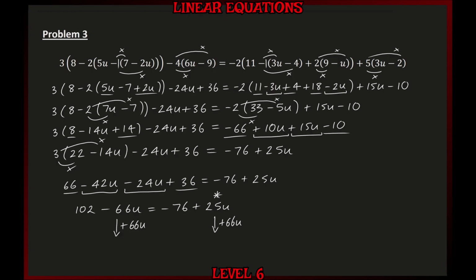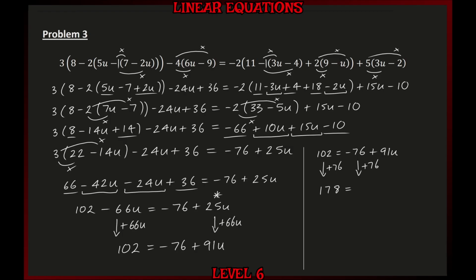On the left, the minus 66u and the plus 66u cancel out to leave us with 102. And on the right, we have minus 76, and 25u plus 66u gives us plus 91u. Looking at the right hand side of the equation, we can now remove the minus 76 by adding 76 to both sides. And on the left, 102 plus 76 gives us 178. And on the right, the minus 76 and the plus 76 cancel out to leave us with 91u.